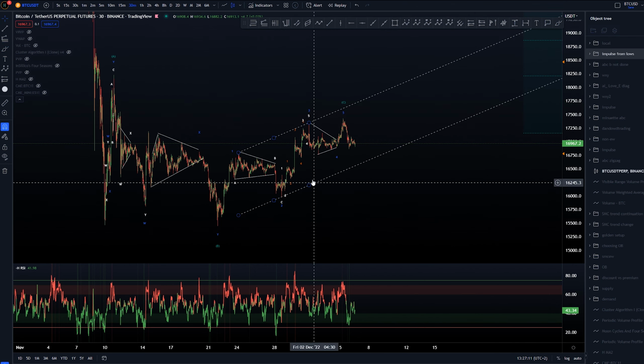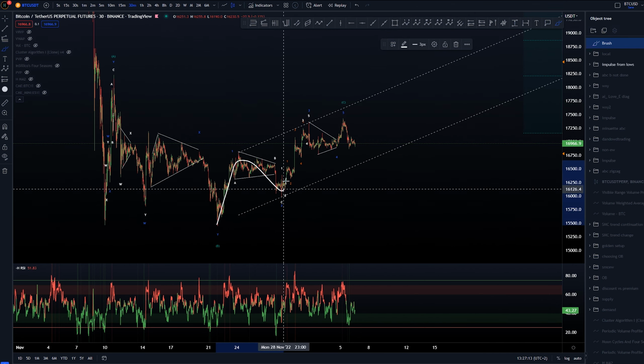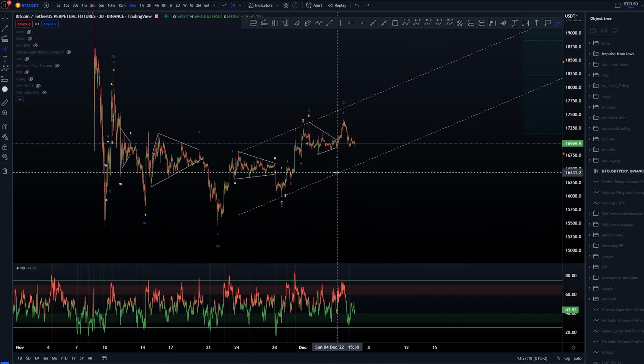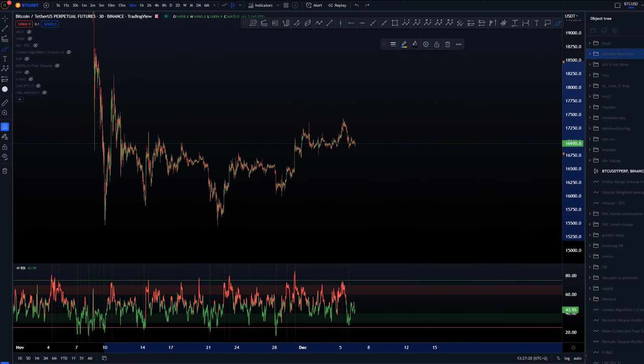ABC, again, saying that we would have this as a 1, 2, 3, 4, 5. Very possible this was the triangle that I mentioned earlier. Oops, let's put that back on.